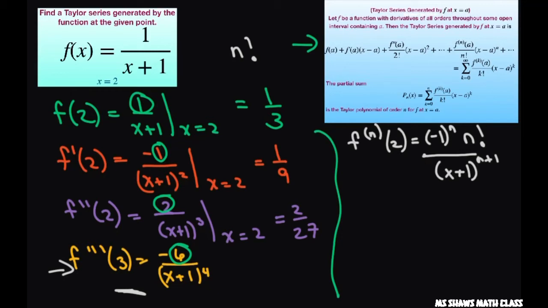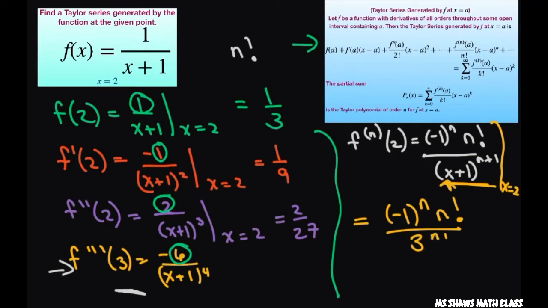All right, now let's evaluate that at x equals 2. And that's going to give me negative 1 to the nth power times n factorial. The only thing that changes is the denominator, and that's going to be 3. You plug a 2 in there, it's going to be 3 to the power of n plus 1. All right, so let's write this out and expand it.